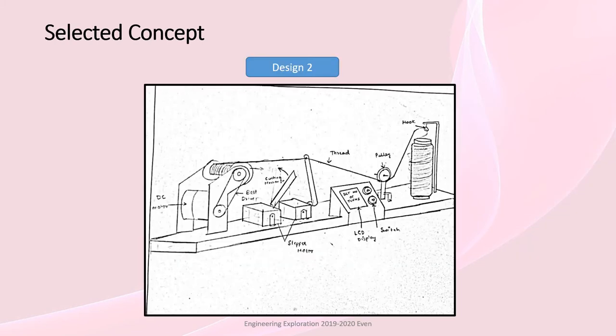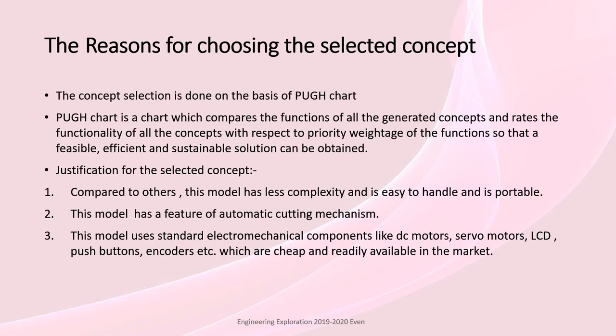So moving on to the selected concept, we have selected the concept as design 2. Analyzing all the constraints, functionalities expected and feasibility of the project, we have selected the best design among the 4 designs. So the reasons for choosing the selected concept: the concept selection is done on the basis of a Pugh chart. A Pugh chart is a chart which compares the functions of all the generated concepts and rates the functionality of the concepts with respect to priority weightage of the functions, so that a feasible, efficient and sustainable solution can be obtained.